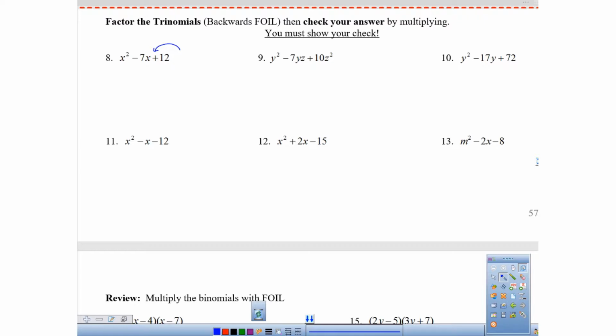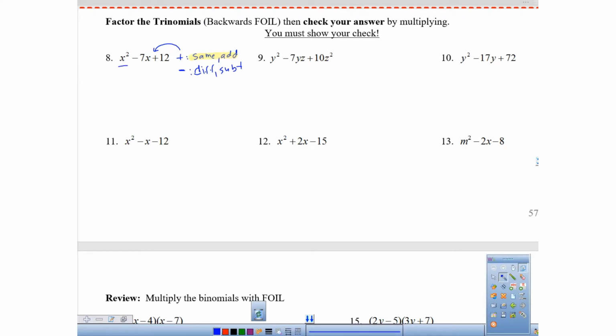Okay, what I want you to do is I want you to look at that sign right there. If that's a positive, then it tells you that your signs are the same and that you're going to be adding. If that sign is a negative, that tells you that the signs are different and you are going to be subtracting, okay?